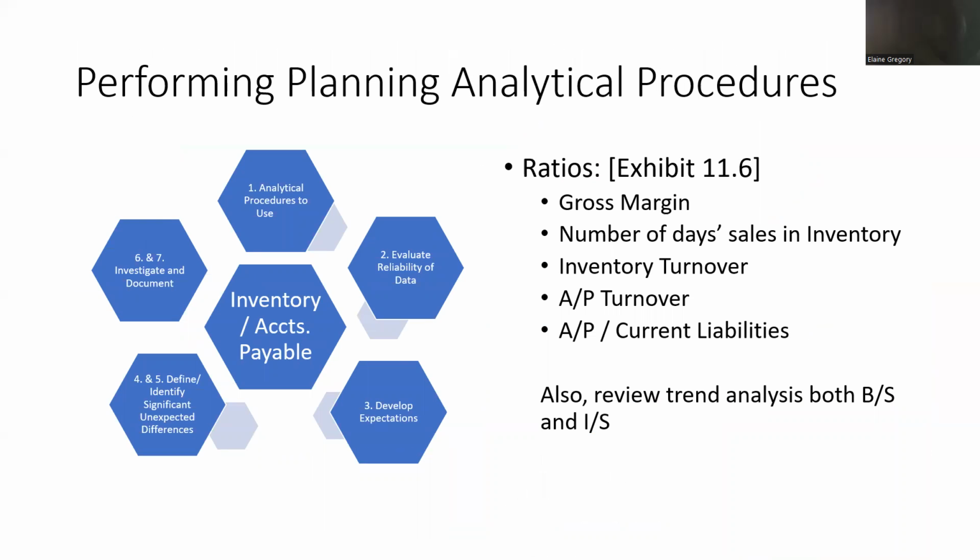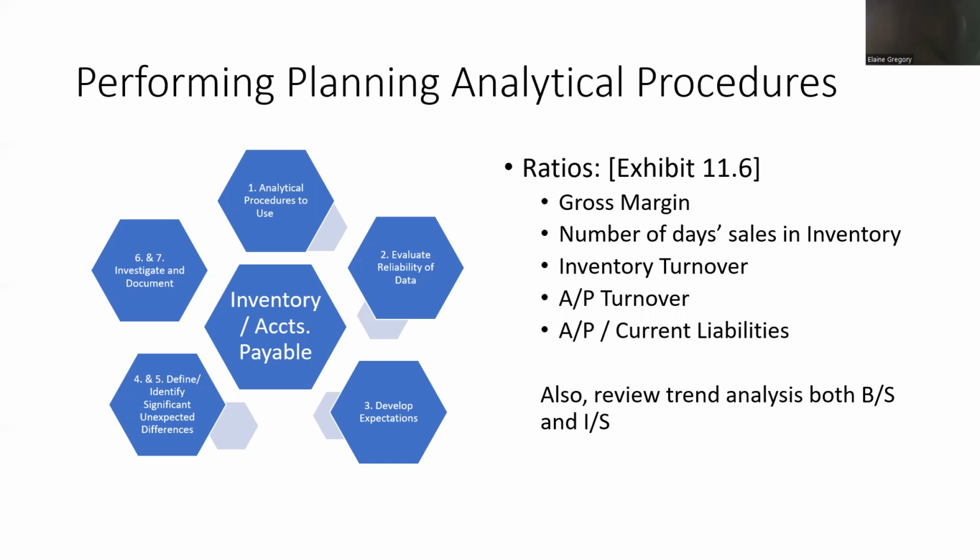When we're looking at the use of analytical procedures for inventory and accounts payable, we have a number of different types of ratios we could be looking at. And here are just a couple of them. There's more in the text in Exhibit 11-6, but this could give you some information as to comparing these different ratios to benchmarks of the industry and see where the company falls.